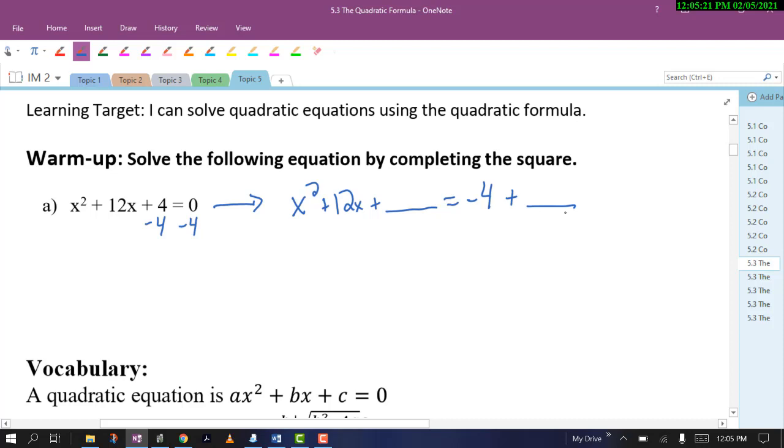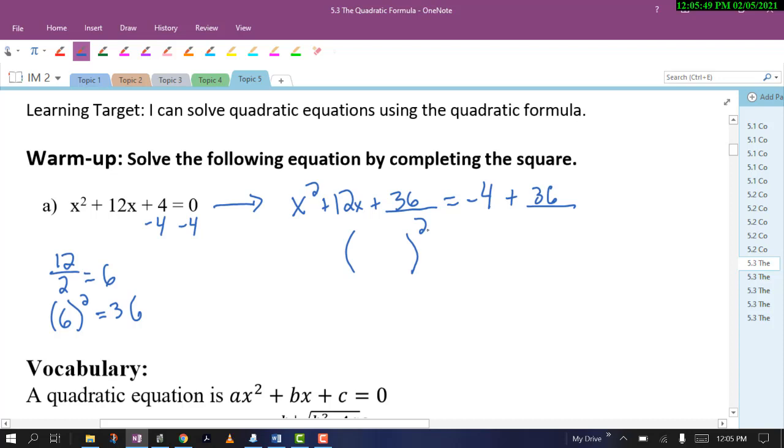something, that same something. So now we take our b, which is 12, divide it by 2, and then we square that, 6. So we're adding in 36 to both sides. If you do it to one side of the equation, you have to do it to the other side of the equation. Then when we factor this first trinomial, what numbers multiply to 36 and add up to 12?